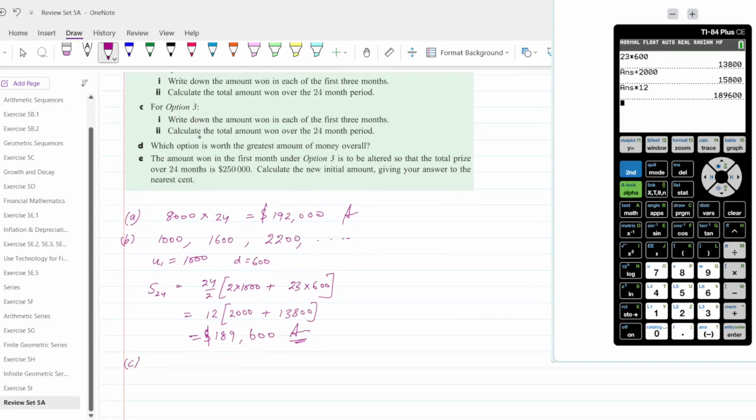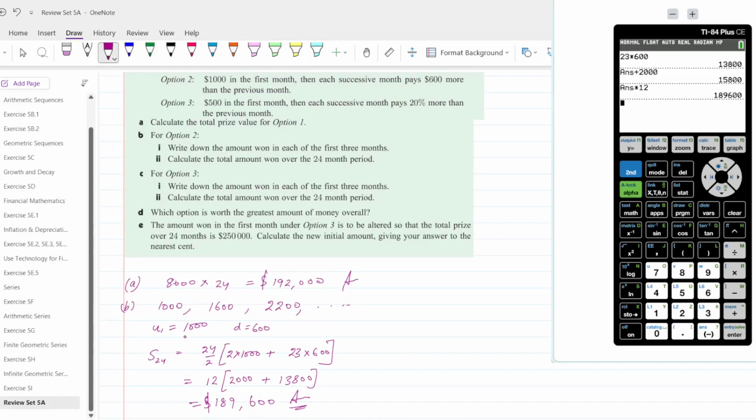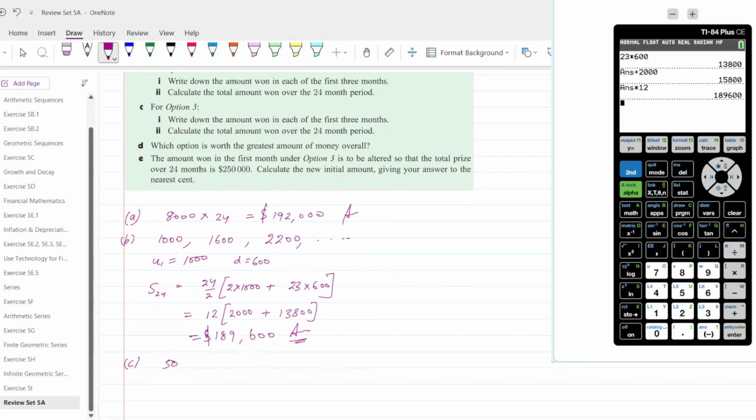For option 3, write down the amount won in each of the first 3 months. So the amount won will be 500. Now 500 times 1.2 and 500 times 1.2 square. So we can write it as 500 times 1.2, that is 600, times 1.2 again, that is 720.